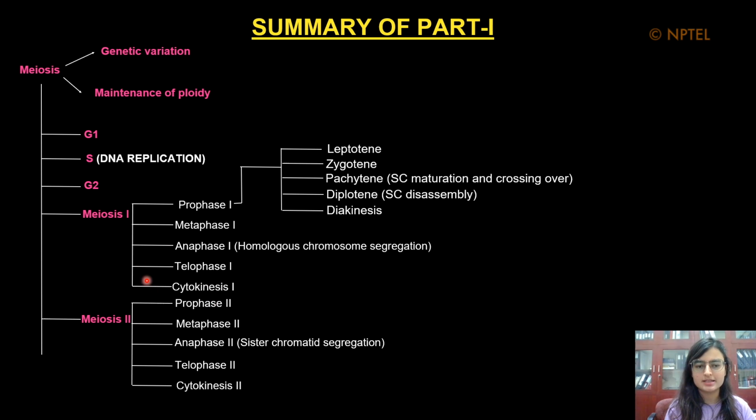After cytokinesis 1, meiosis 2 follows, which is again subdivided into prophase, metaphase, anaphase and telophase. What is noteworthy here is that during anaphase 2, sister chromatid segregation occurs while the number of chromosomes stays the same.